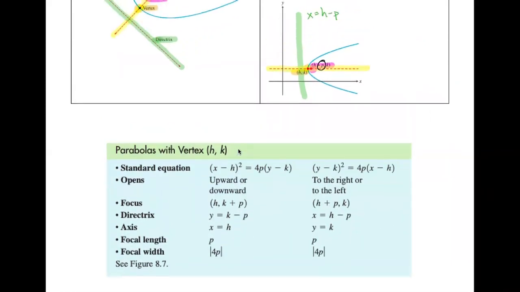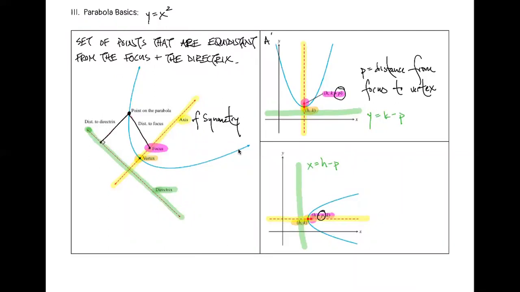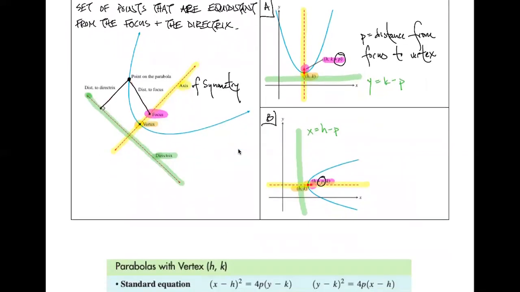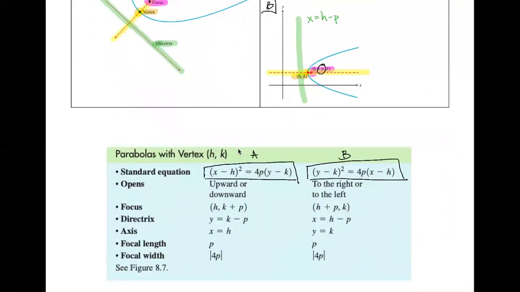Now for the up and down parabolas, let's call this one A and this one B. So an up and down parabola is going to be of this form, okay? X minus h, the x part is squared, all right? Now in contrast, if you see the y part is squared, that's going to give you a side-to-side parabola, okay? So x squared means up and down, y squared means right and left, all right? And that p still talks about how far it is from the vertex to the focus or from the vertex to the directrix.